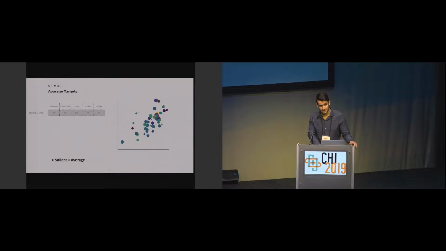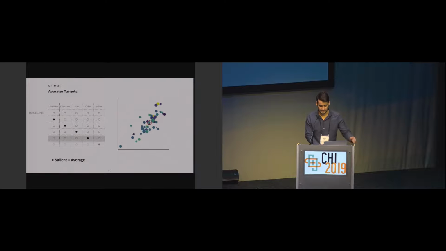There's a baseline where the target has no salient features, and then 5 variations where we turn on one salient feature. So here is position, salient direction, size, color, and delta size, which is the growth between the two frames.